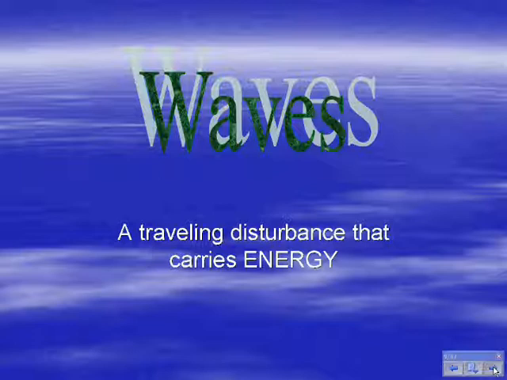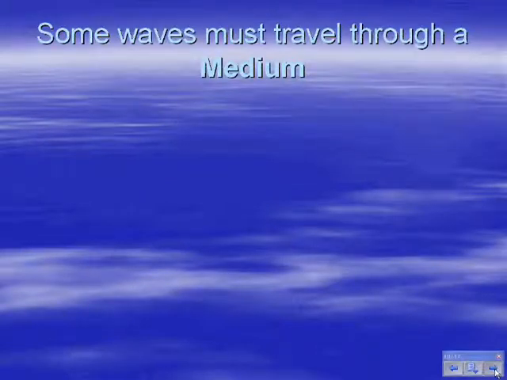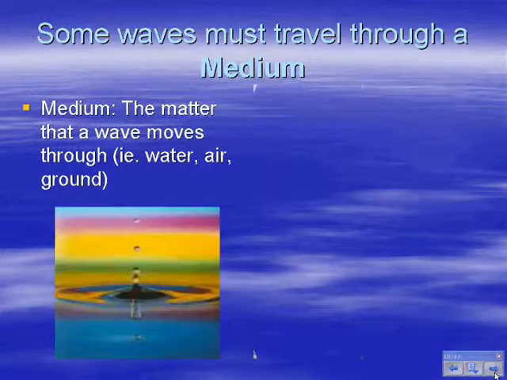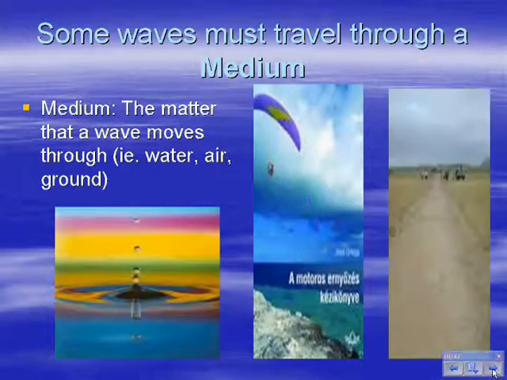So you have a wave that travels through water. It's just a disturbance. That movement of that water, it's showing you the energy as it's passing through the water. Some waves have to travel through a medium. And a medium is just the material that the wave is moving through. For instance, in the first picture here, you can see the wave is traveling through the water. Water would be the medium.